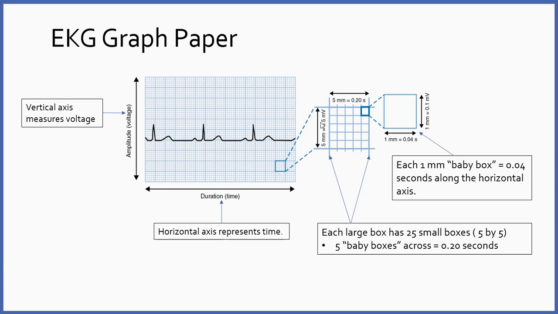Now, just worth mentioning because it's here, the vertical is voltage. Each little baby box represents 0.1 millivolts when we look at voltage.